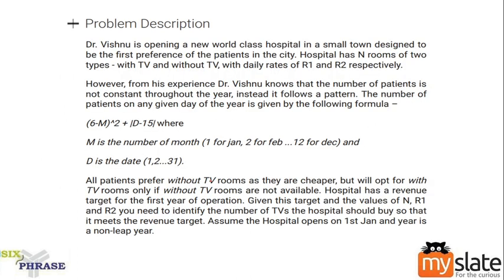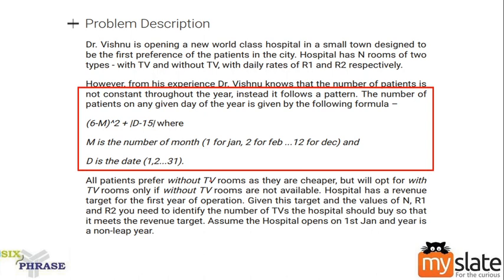Alright, so now there is one part which we skipped in the problem, which is this one. What are they telling you? The number of patients on any given day is calculated using this formula. What is the formula? 6 minus m the whole square plus d minus 50. This m is nothing but the number of the month. If it is January, substitute 1. If it is February, substitute 2. And d is nothing but the corresponding date. Whichever date you are considering, substitute that date instead of d. So this is the formula.